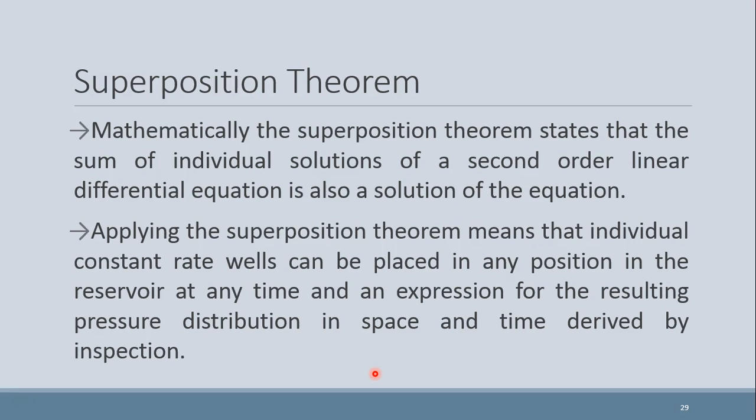But in case of dimensionless variables, all the solutions of that radial diffusivity equation are additive. They can be added. So we add the solutions, and we get a collective solution of the radial diffusivity equation.